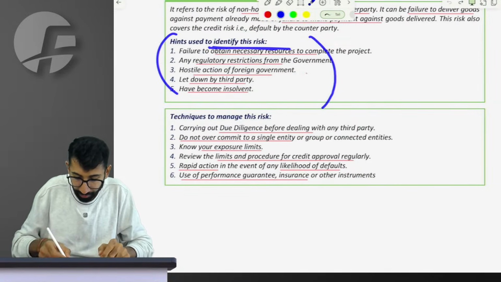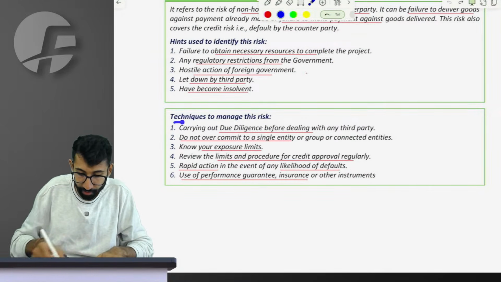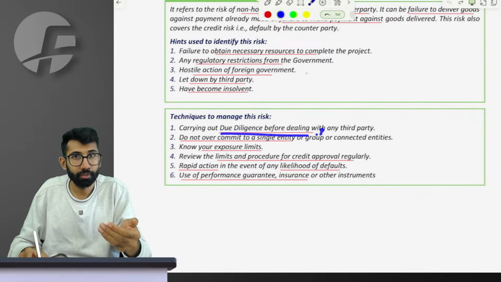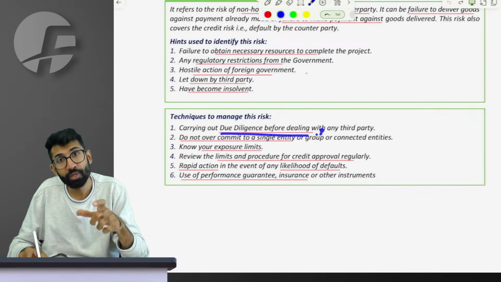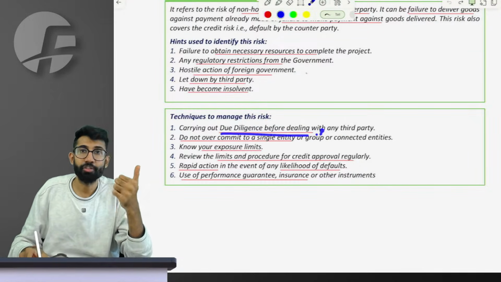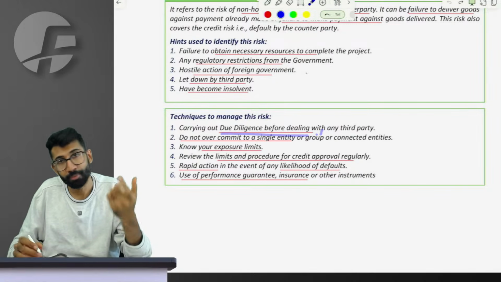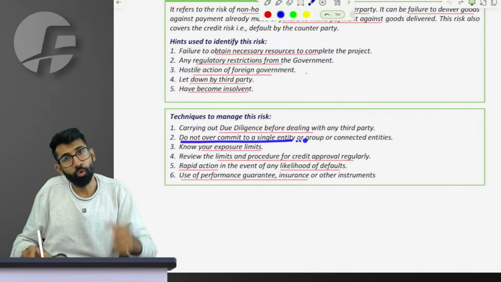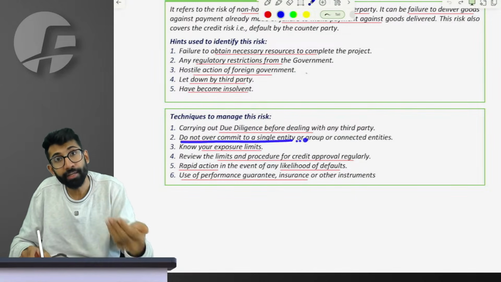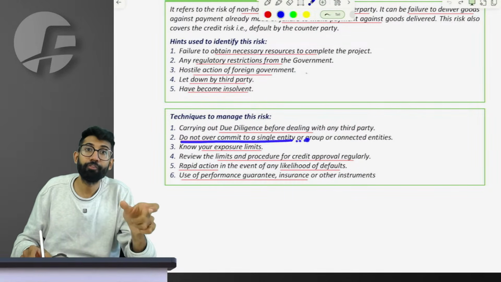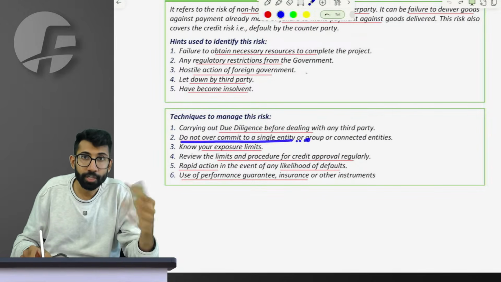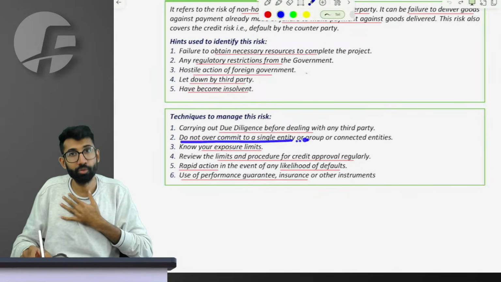Sir, what are the techniques to manage this risk? Due diligence before dealing. Before you enter into a deal with a third party, do due diligence on them: their financials, their behavior with other customers and suppliers. Do not overcommit to a single entity. Don't completely rely on selling goods to a single company or buying from a single company, because if the other party has an issue, it will ultimately create an issue for you.